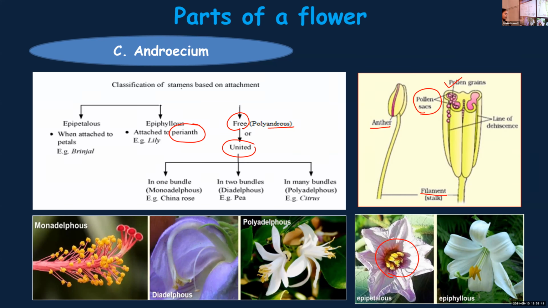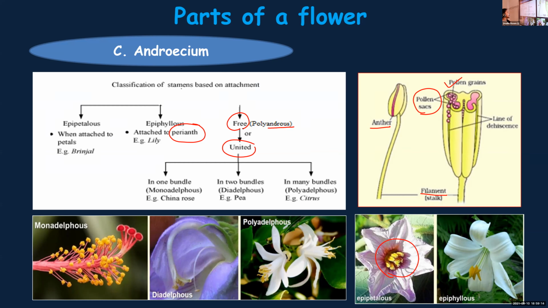When they are united, when they are joined together, in certain flowers, for example, in China rose, the stamens are joined together and form a single bundle. When they form two bundles, you call it as diadelphous, for example pea. Sometimes many bundles. In citrus fruits, stamens form several bundles. Then you call it as polyadelphous.